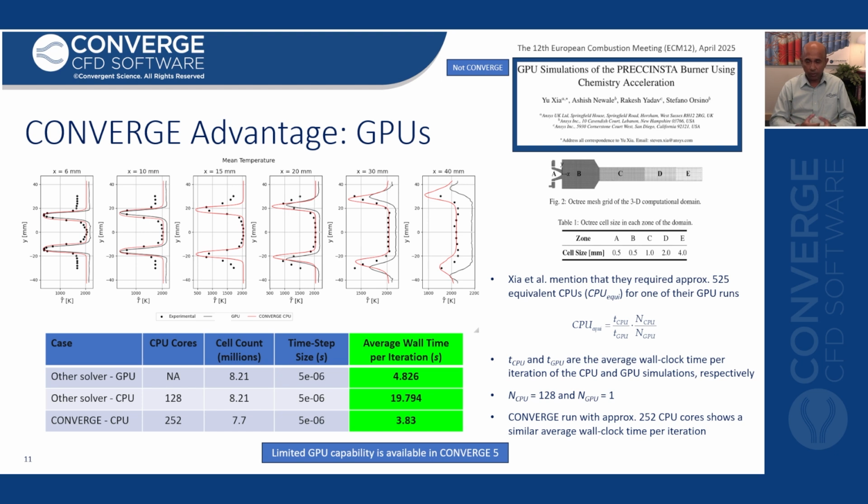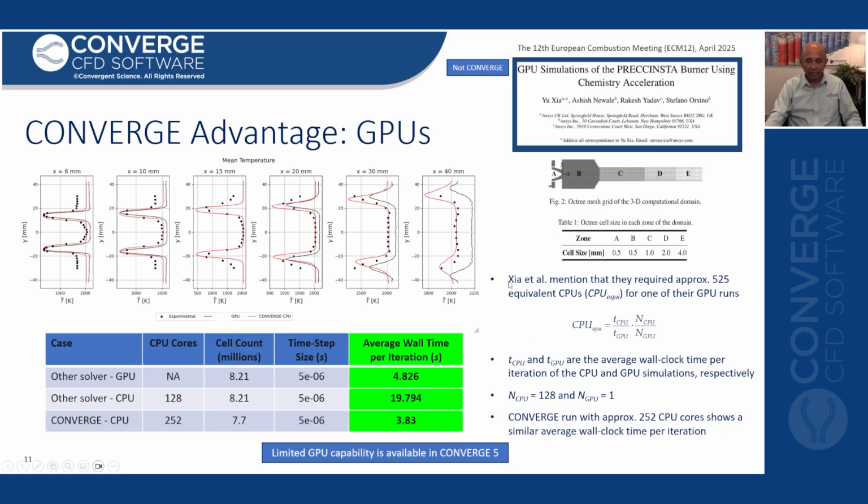To prove that point, let me bring up this paper that was published in 2025, early this year, in April. This is not using Converge. They have given a constant mesh, so we did not use our AMR. We wanted to reproduce this result.